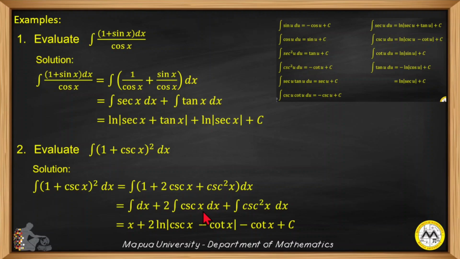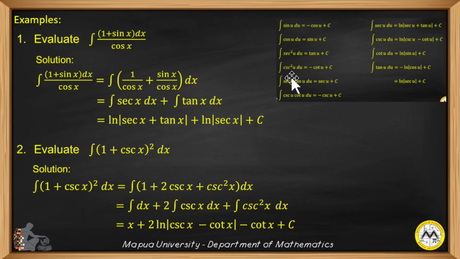x dx. For cosecant x dx, recall from this formula that the integral of cosecant u du is the natural log of cosecant u minus cotangent u plus the constant c. So in this problem, your u is x, and then your du is dx. So applying this formula, this is equal to the natural log of cosecant u, where u is x, minus cotangent u, where u is x, minus the integral of, or plus the integral of cosecant squared x dx.